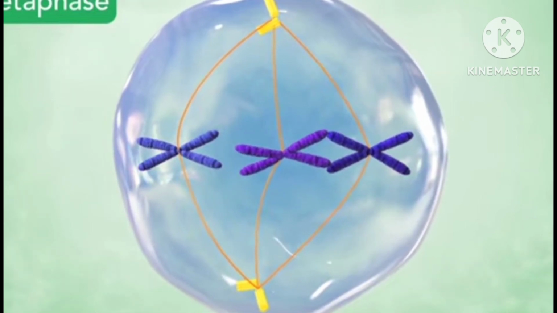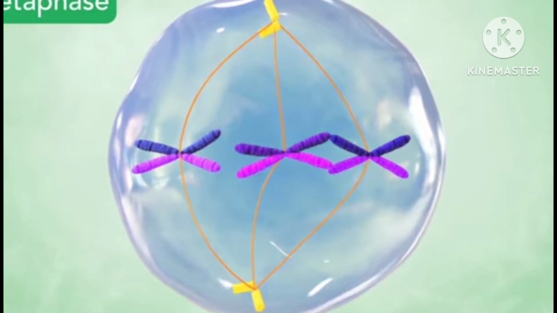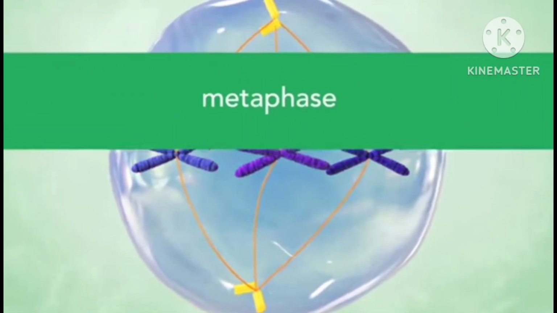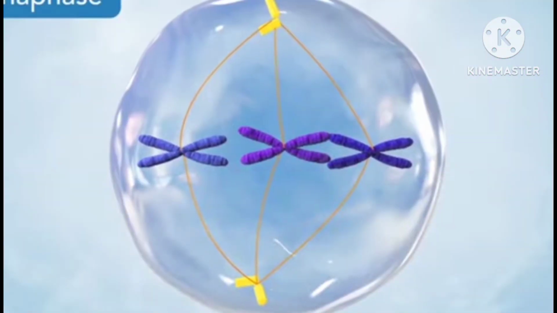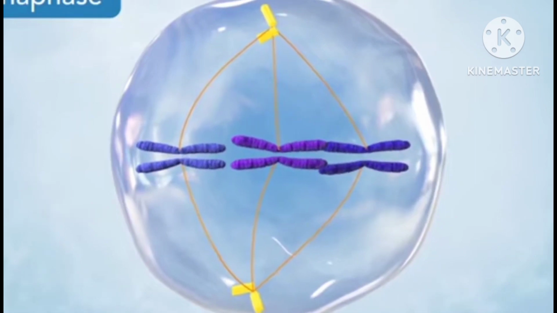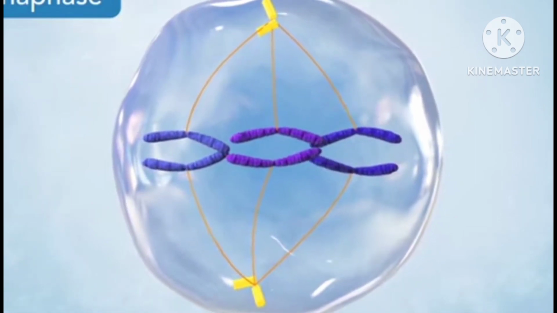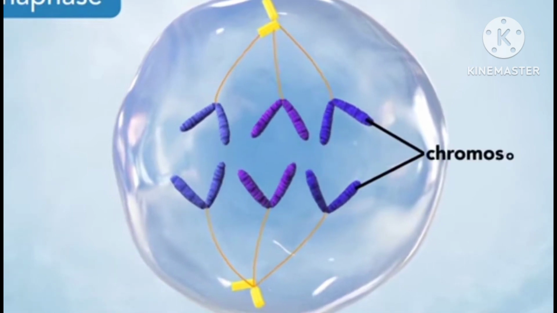The end-to-end alignment of chromosomes results in a sister chromatid on either side of the equator. Anaphase follows metaphase. During anaphase, spindle fibers separate the sister chromatids at their centromere. Once separated from each other, each chromatid is called a chromosome.